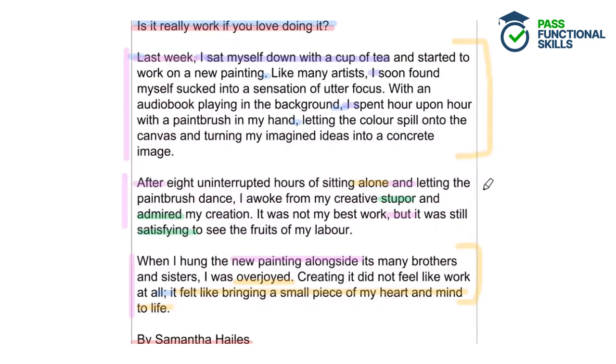Finally, we have some longer sentences that show that this person can make connections between multiple ideas and pieces of information. So for example, we have "with an audiobook playing in the background." So that's one piece of information, they've got an audiobook on. "I spent hour upon hour with a paintbrush in my hand." So they've been painting for several hours. "Letting the colour spill onto the canvas." So they are looking at the colours and getting creative, and "turning my imagined ideas into a concrete image." So lots of different parts of the sentence there joined up with commas and connectives to connect different ideas together.